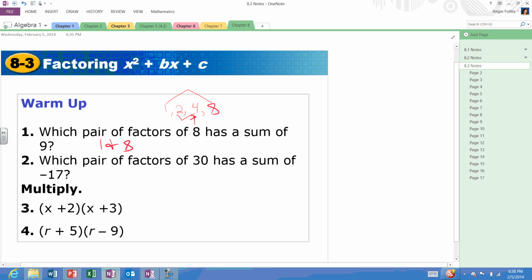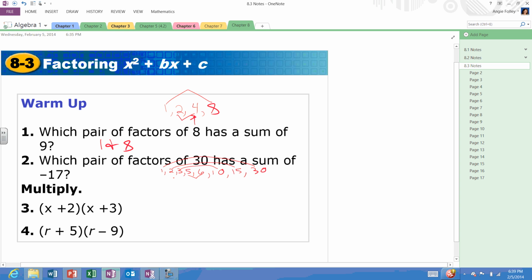Okay, next one. Which pair of factors of 30 has a sum of negative 17? Okay, so we need to list all the factors of 30. So we know 1, 2, 3, 5, 6, 10, 15, and 30. And if you guys look, it kind of pairs together like this. So basically the pairs are the ones that, when you multiply them together, give you 30. So 1 times 30 equals 30. 2 times 15 equals 30.